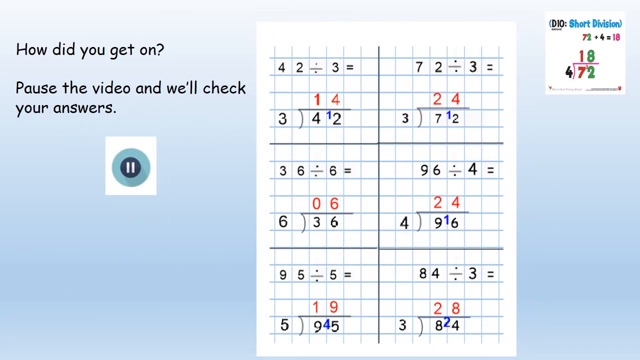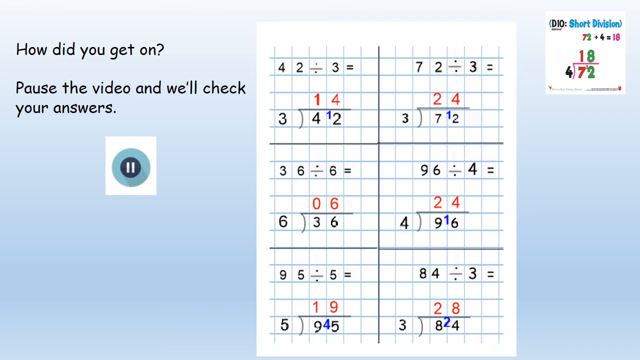And how did you get on with those? Pause the video and we'll check your answers. 42 divided by 3 equals 14. 36 divided by 6 equals 6. 95 divided by 5 equals 19. 72 divided by 3 equals 24. 96 divided by 4 equals 24. And 84 divided by 3 equals 28.